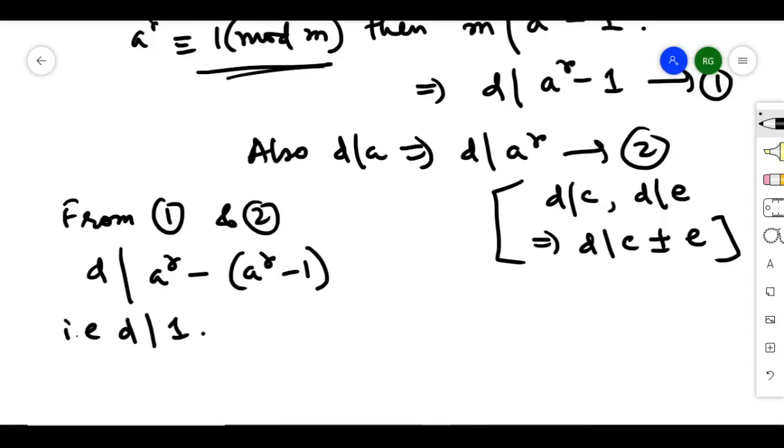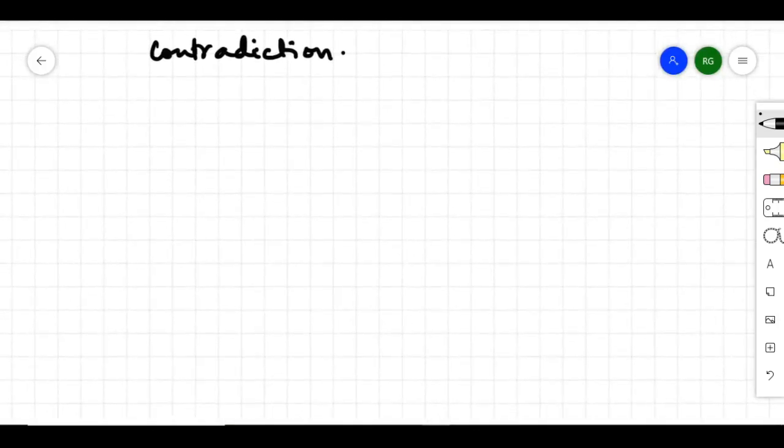But d was a number greater than 1, so we have a contradiction. This contradiction is obtained as we assumed that there exists some integer r for which a to the power r is congruent to 1 mod m. So in the case when the GCD of a and m is more than 1, there does not exist such an r. Now let us take one example.